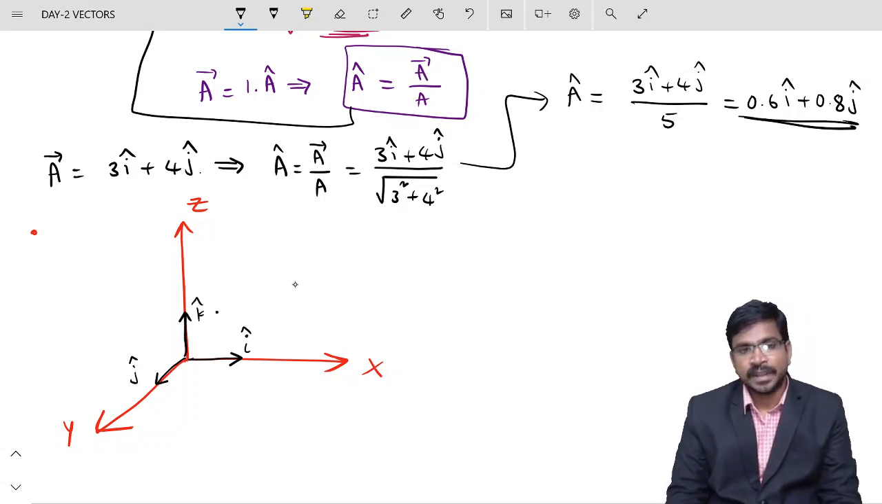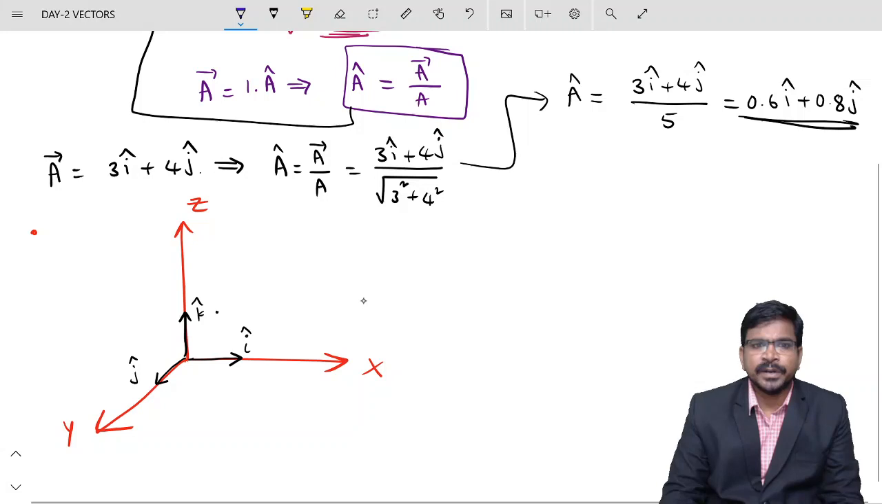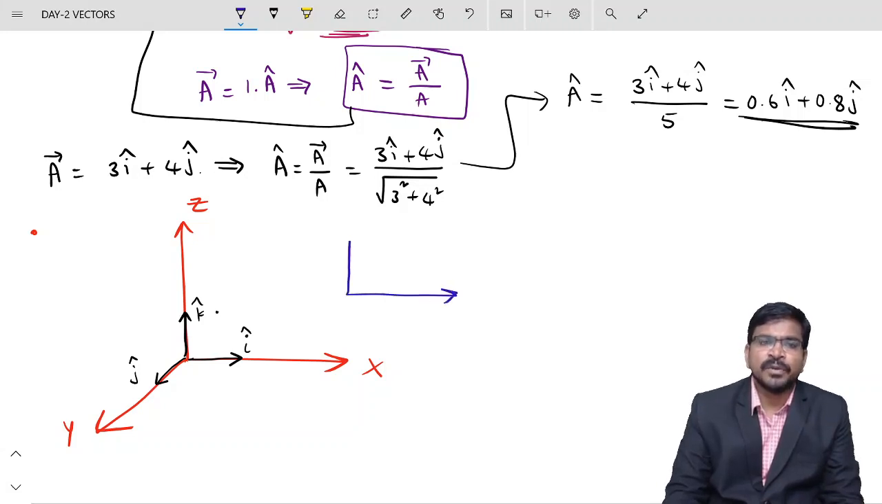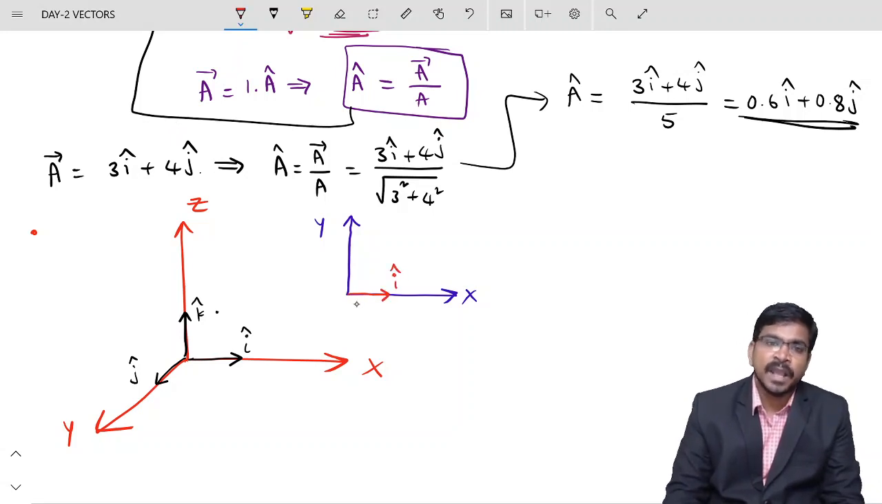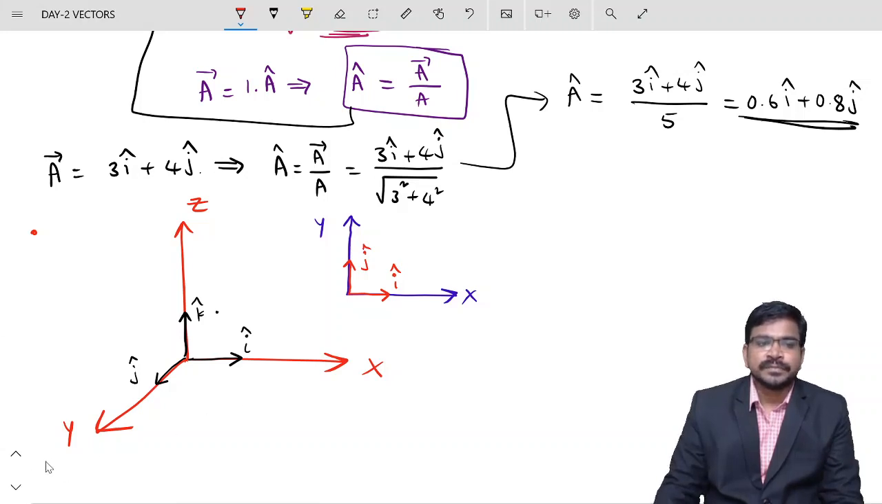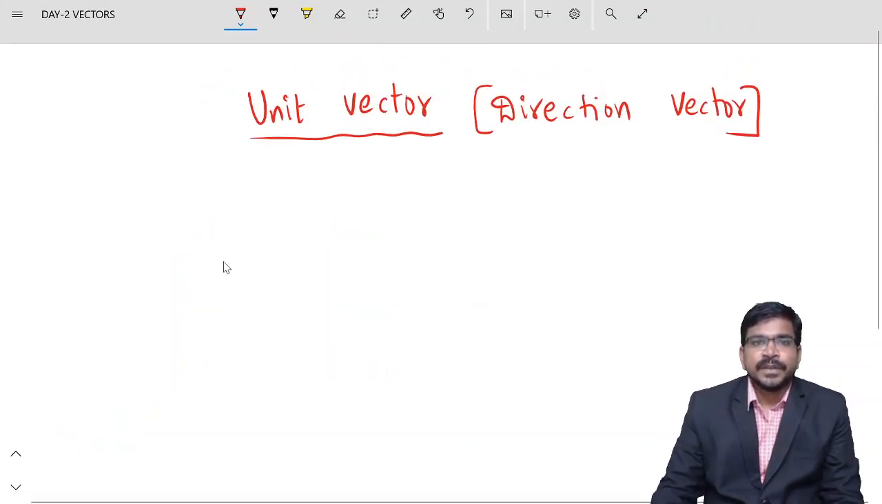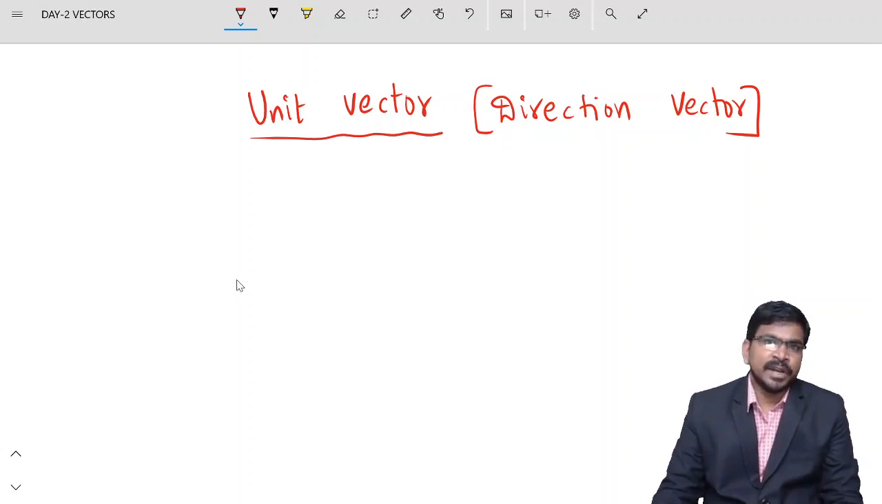This is 3D. If I want to express it in 2D, it will be very simple. Only two axes: this is x, and for 2D we represent y upward. Here you will have i cap horizontally and j cap upward vertically. Very simple, right? Now, the unit vector, the direction vector, we have just discussed. Let me give you one problem to solve. Let me take that problem here.